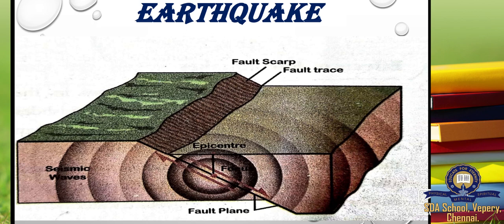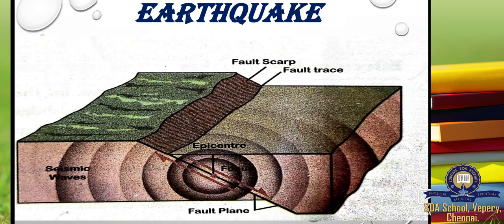This is the picture of the earthquake. What is an earthquake? A sudden movement of a portion of the earth's crust which produces shaking or trembling is known as an earthquake. Earthquakes may cause widespread damage to life and property.